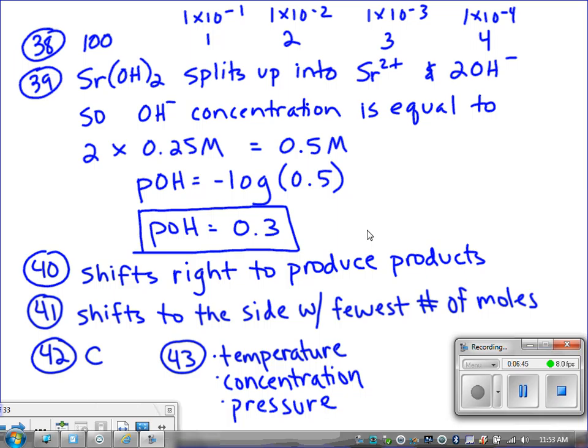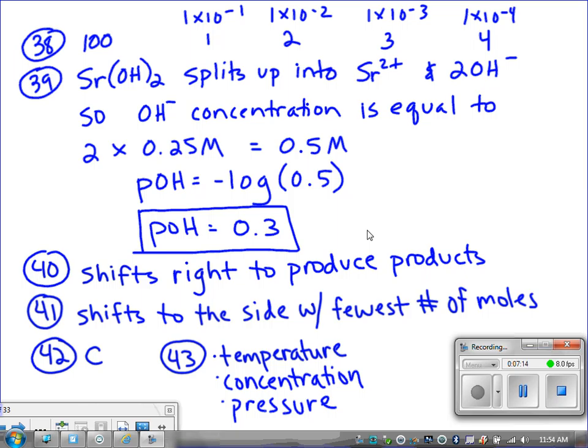Number 40, this is Le Chatelier's principle, and I'm going to make a separate recording for Le Chatelier's principle and for oxidation reduction because we did not cover those topics yet. So I'll make a separate recording that goes through a tutorial of those topics. Number 41, and by the way, the answer to number 40 is shifts to the right to produce products, but you won't understand what that means.